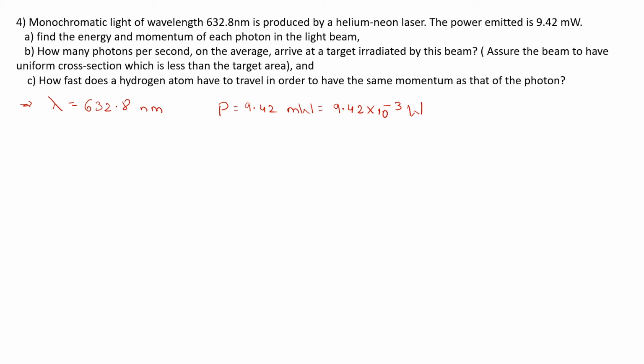How many photons per second on the average arrive at the target irradiated by the beam? Here the beam has a uniform cross section which is less than the target area. The third one is how fast does a hydrogen atom have to travel in order to have the same momentum as that of the photon. Firstly, they have asked us to find out the energy and momentum.